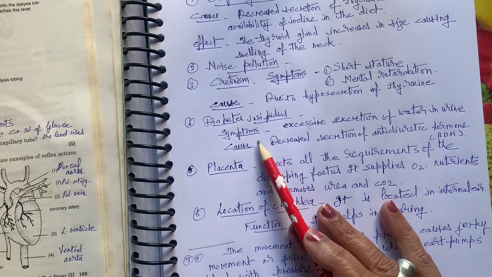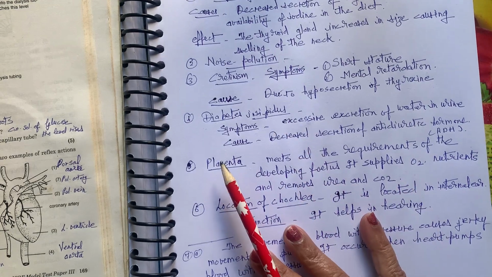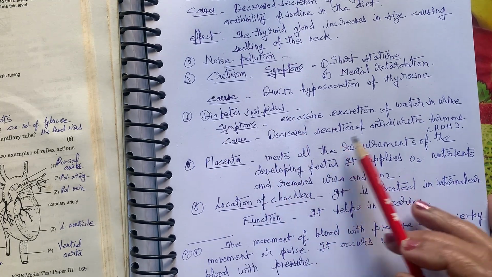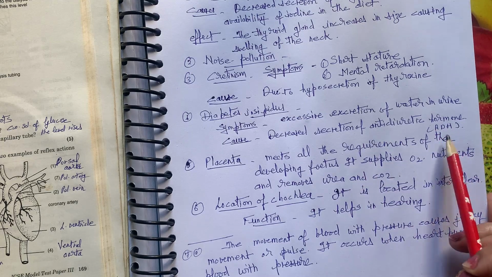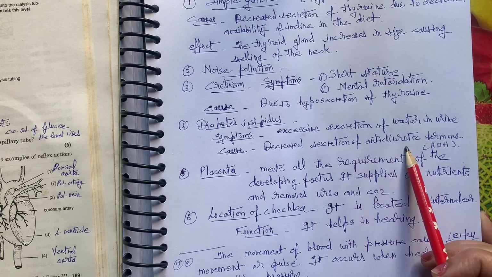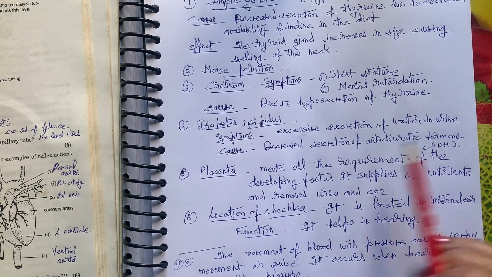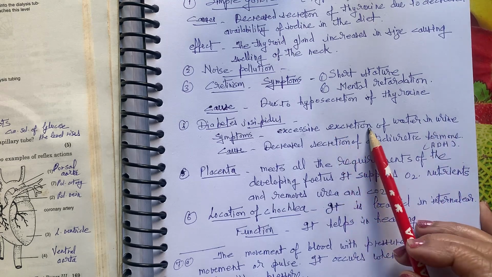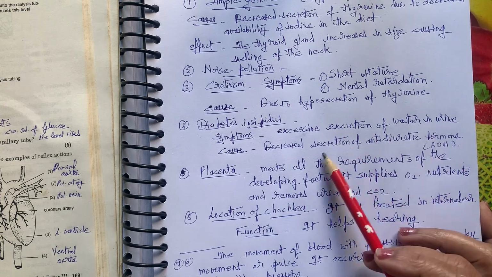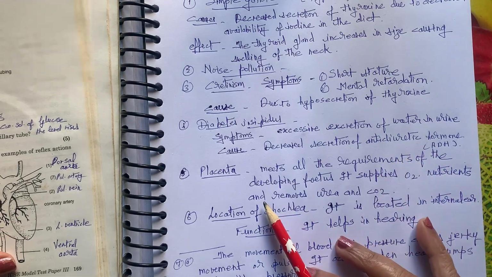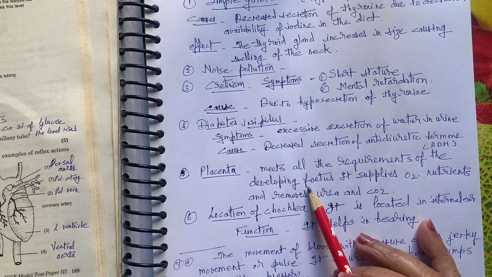And diabetes insipidus: it causes decreased secretion of antidiuretic hormone, that is ADH. Symptoms: excessive secretion of water in the urine. If more water is being secreted in the urine, it means the antidiuretic hormone is not being secreted properly. Similarly, next is the function of the placenta.